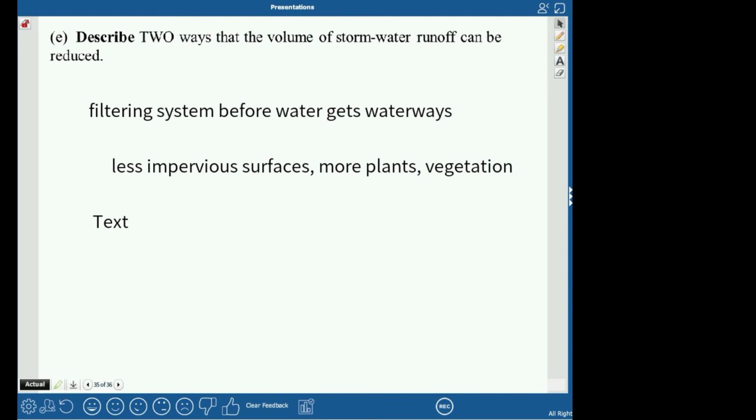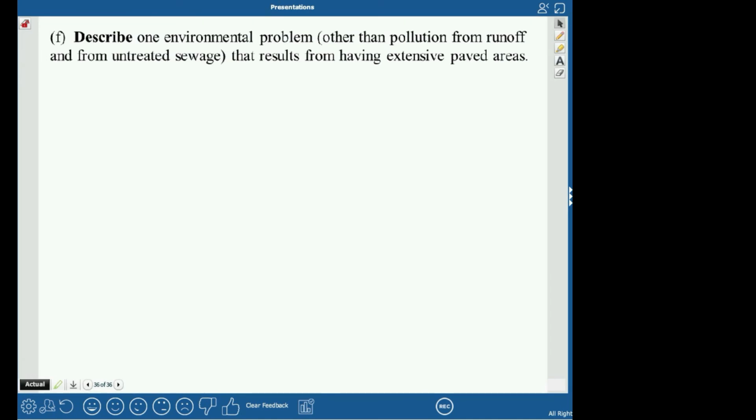You could have wetlands, which are also a filtering system, right? That's basically what they are. They're a type of filtering system. You could have things like rain barrels. So you just would have to have 2 of these, and that would be what you needed. And then you get those points for part E. And then now we have F. Whew. And for part F, you can get 1 point.